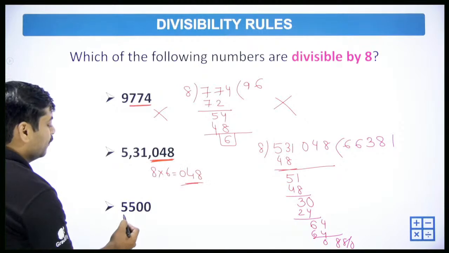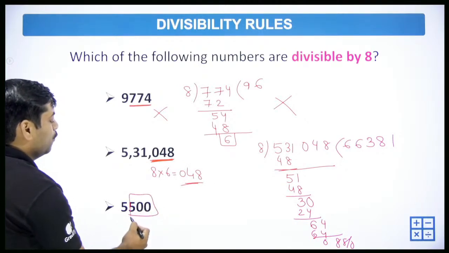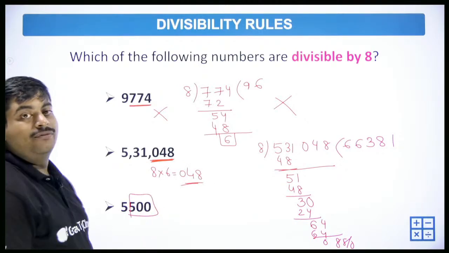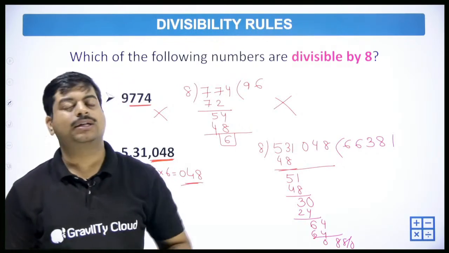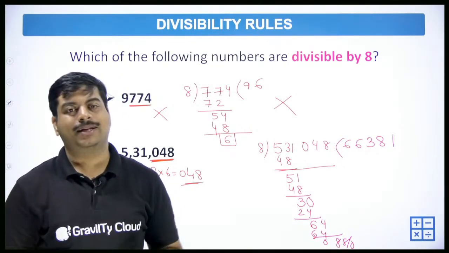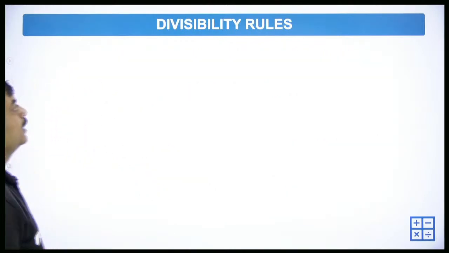Same way, 5500. Just check this 500, whether it is divisible by 8 or not. If yes, the complete number is divisible. If not, the complete number is not divisible. Right. So let's move to the next one.